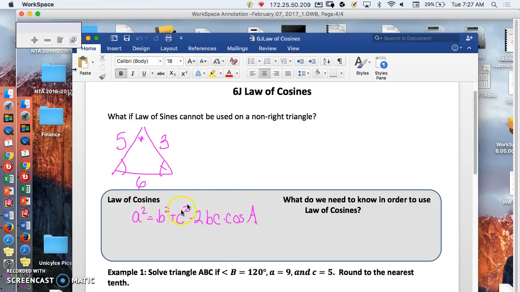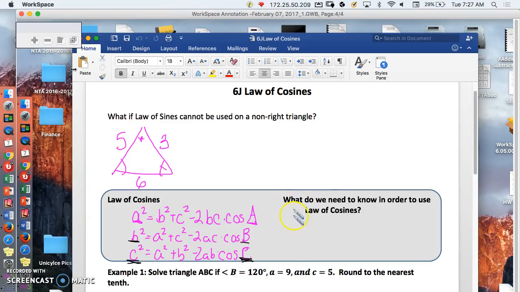And now these letters you can switch around, but if this is little a, over here is capital A, angle A. So if we had b squared, it would be a squared plus c squared minus 2ac times the cosine of capital B, angle B. And if this was c squared, it would be a squared plus b squared minus 2ab times the cosine of C. So again, we just need to make sure that if it's side c, it's angle C. Side b, it's angle B.